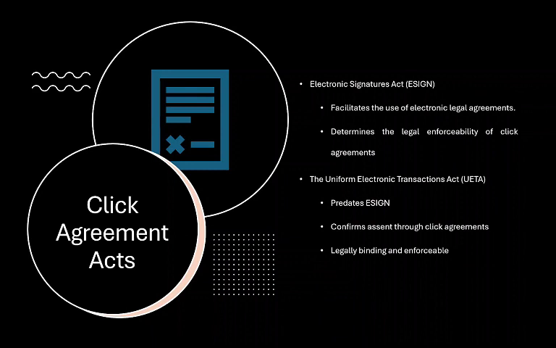The Electronic Signatures Act, E-SIGN, facilitates the use of electronic legal agreements, and it determines the legality and enforceability of click agreements. And we have UETA, the Uniform Electronic Transactions Act. This predates E-SIGN, and this is basically where click agreements first originated from, and it makes click agreements legally binding and enforceable.